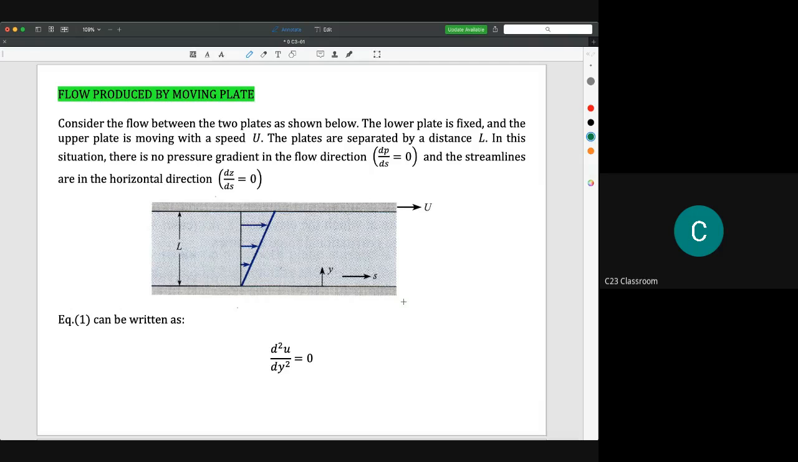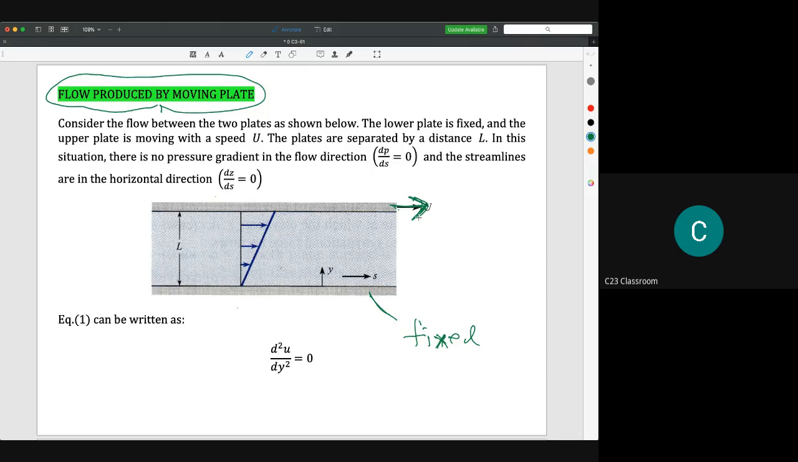So first we have flow produced by moving plate. This is referred to the idea of viscosity actually. So for example, we have two plates. One is fixed. Okay, it can be both moving at a certain velocity, but normally we start with our general term, the representative diagram, where we have two plates, one is fixed and one is moving at a certain velocity.